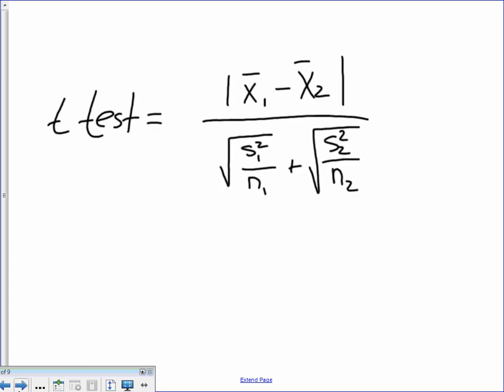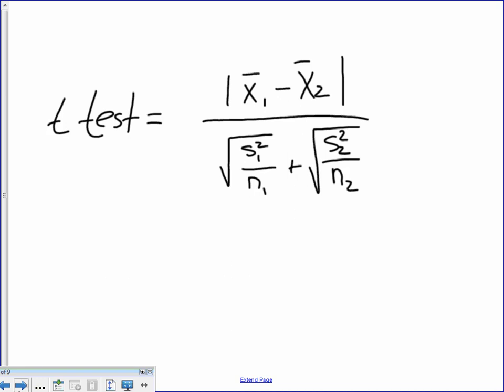This is the actual equation for the t-test. I'll show you several versions of it. The t-test is the mean of group 1, which in this case would be the non-texting, minus the mean of group 2, which in this case would be the texting, and that's absolute value, which means the value will always be positive, divided by the square root of the variance for group 1 divided by the sample size for group 1 plus the variance of group 2 divided by the sample size of group 2. That's one way you could calculate it.